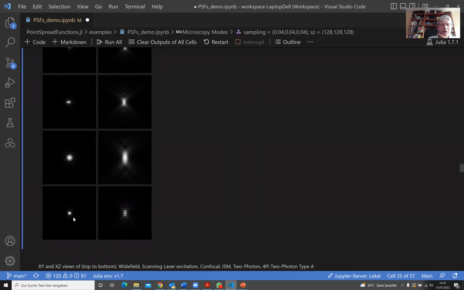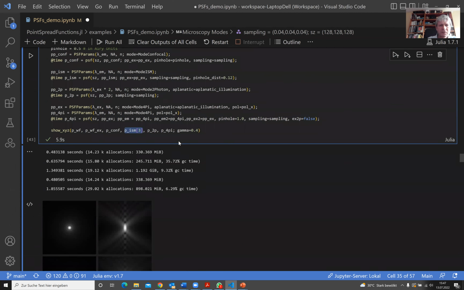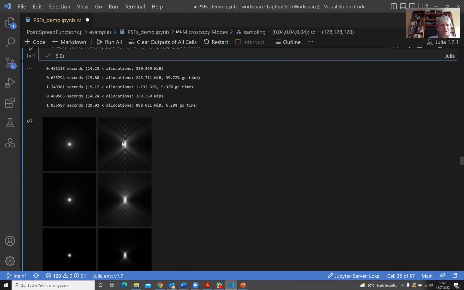And here you have the 4-pi microscopy mode. In this particular case, you can see that we are defining a 4-pi excitation and emission point spread function. So we have essentially 4-pi type C as far as I can see here, with polarized detection, which doesn't necessarily need to be the case.